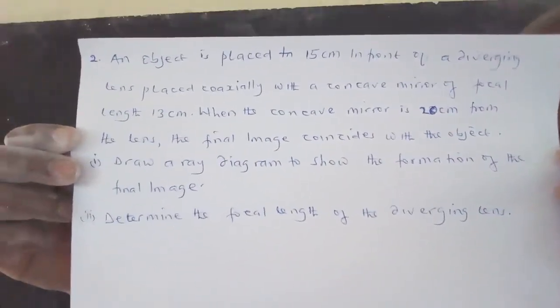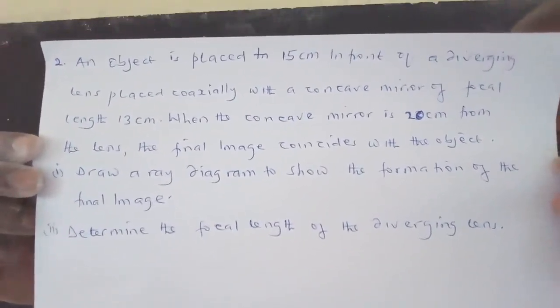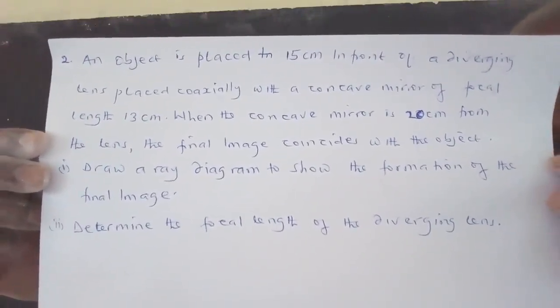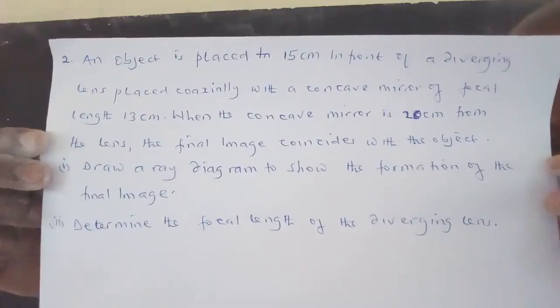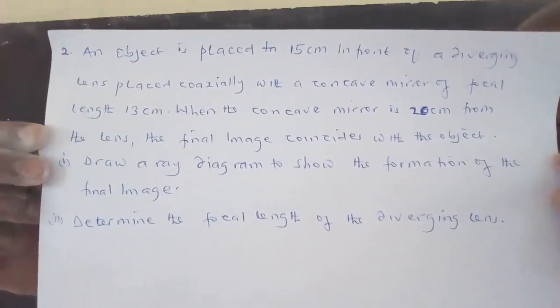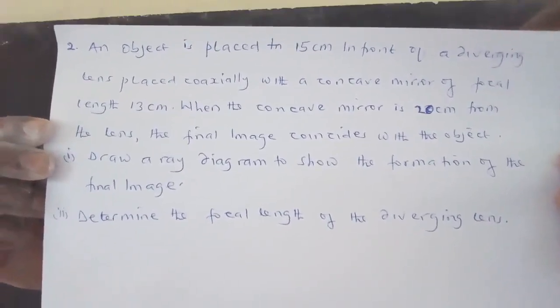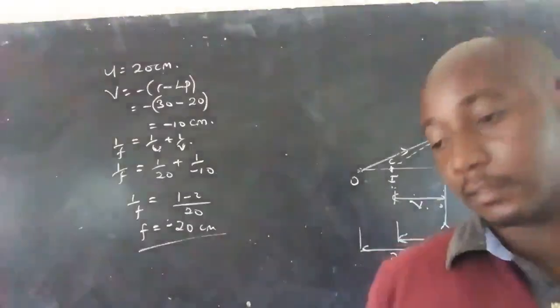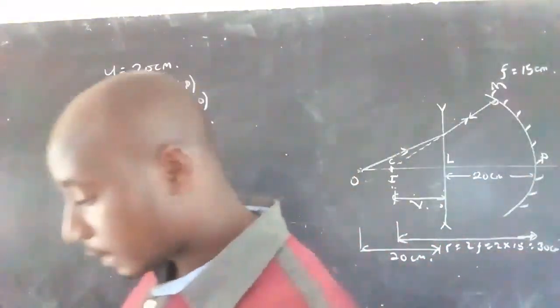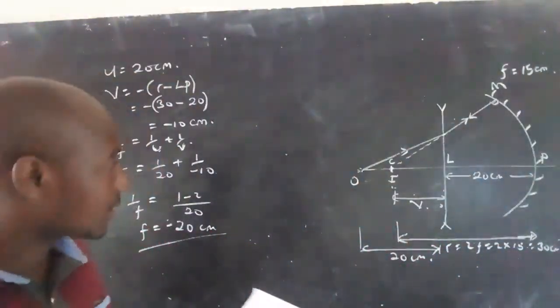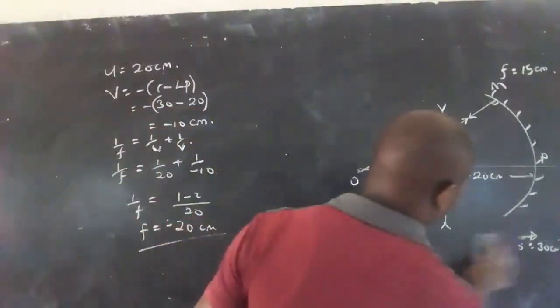That is example number what? Number 2. Okay, so this is an object which is placed in front of a diverging lens, and then behind the diverging lens there is a concave mirror. So it says that an object is placed 15 centimeters. Let's use the same diagram.